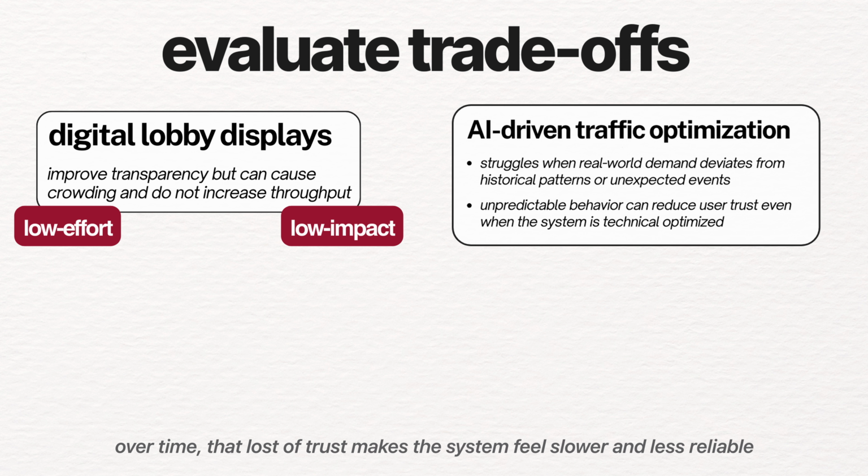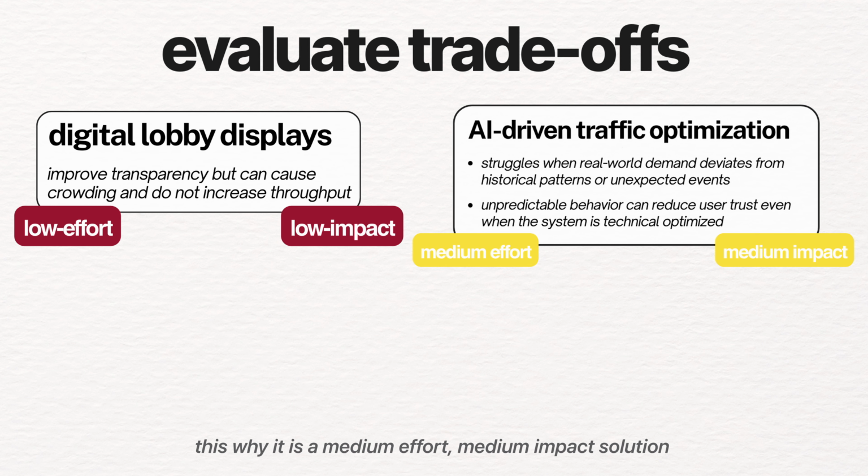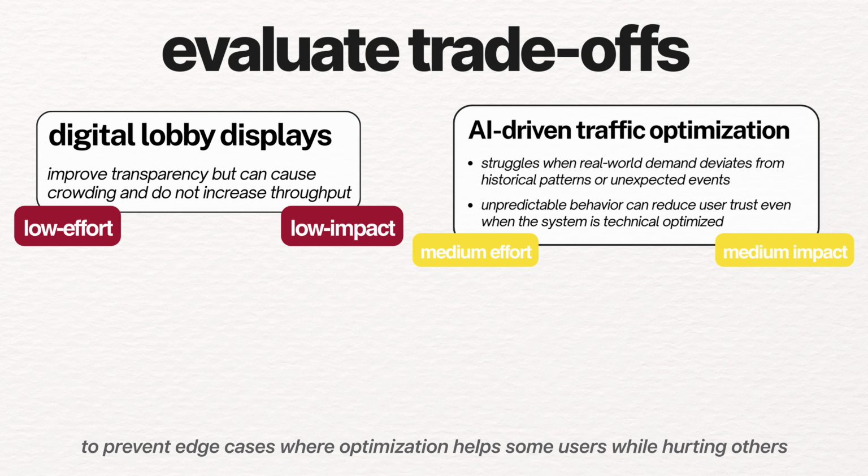Over time, that loss of trust makes the system feel slower and less reliable, regardless of how optimized it actually is. This is why it is a medium effort, medium impact solution. When tuned well, it meaningfully reduces wait times, but it requires high-quality data, constant iteration, and guardrails to prevent edge cases where optimization helps some users while hurting others.